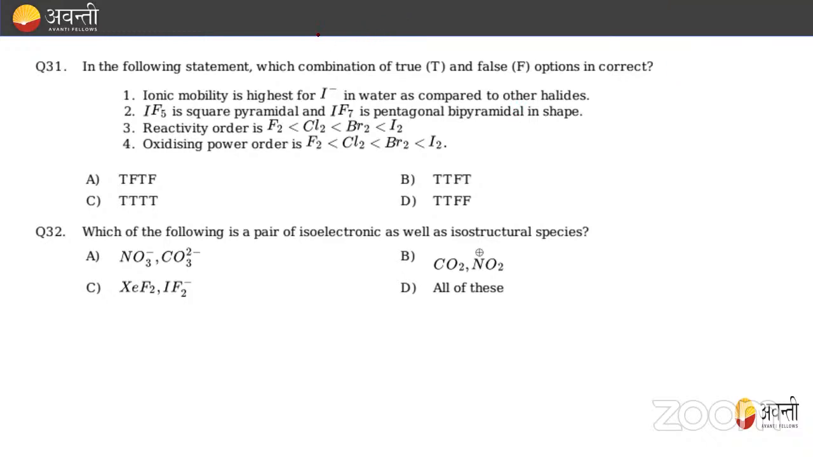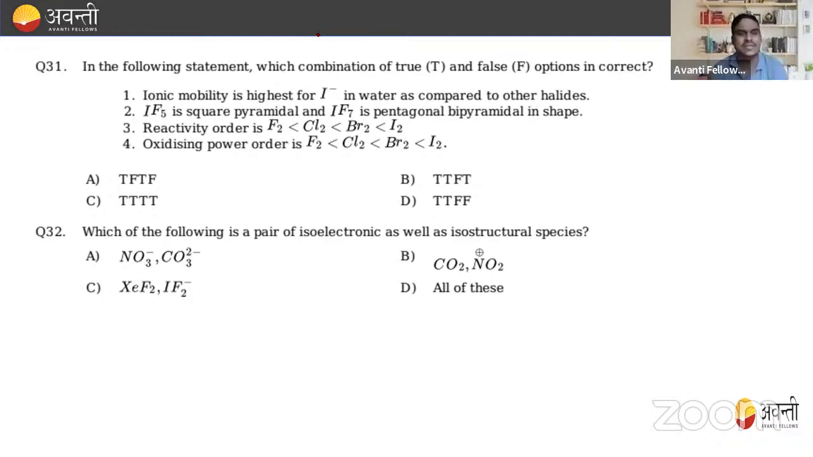The next statement is that IF5 is square pyramidal and IF7 is pentagonal pyramidal in shape. And the third is the reactivity order F2, Cl2, Br2, and I2. Is it true that iodine is more reactive than F2? Okay. And the next statement is that oxidizing power has an order like this, right? So you have to identify which one is true and which one is false, and by knowing this, you can easily predict it.